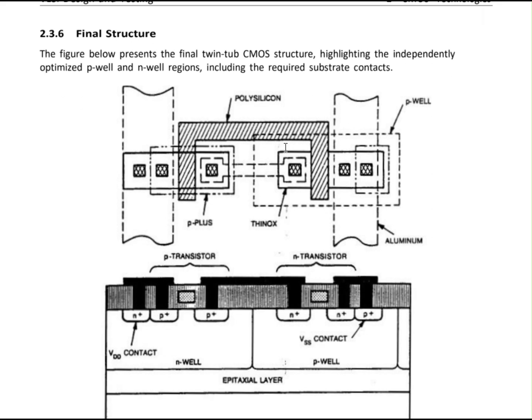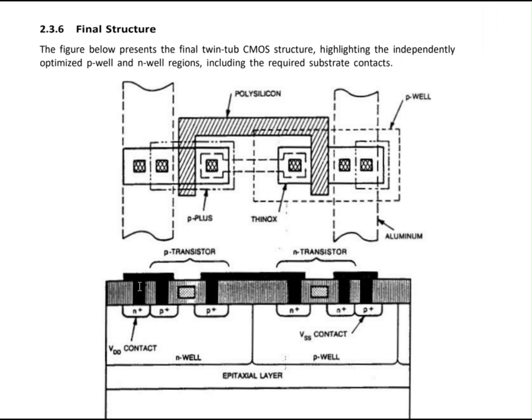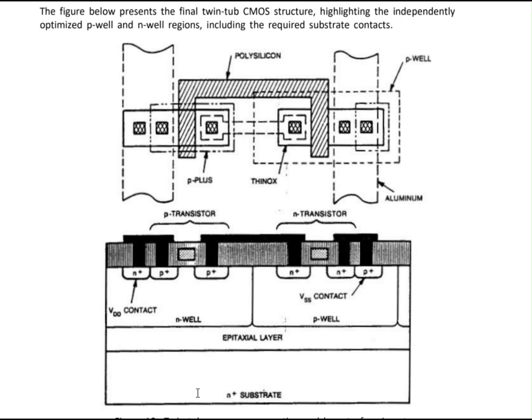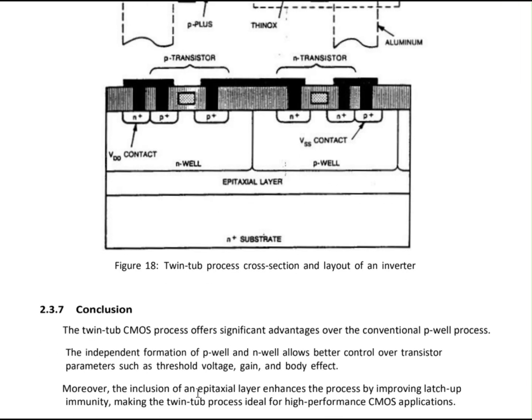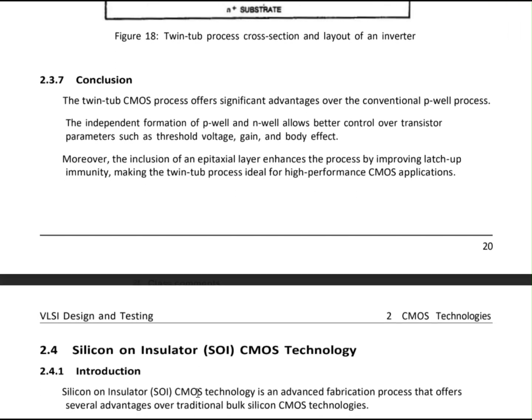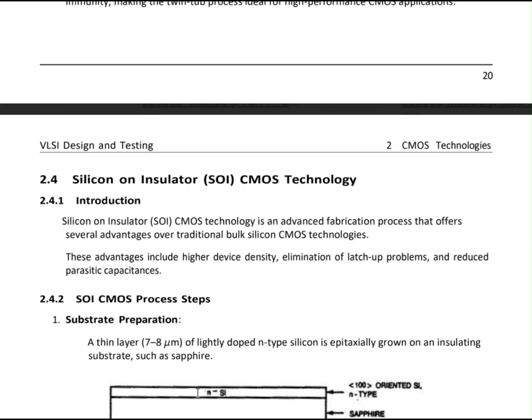Next one would be the final structure. The figure below represents the twin tub cross section and layout of an inverter. The conclusion would be the independent formation of P and N well allows better control over the transistor parameters such as threshold voltage, gain and body effect.